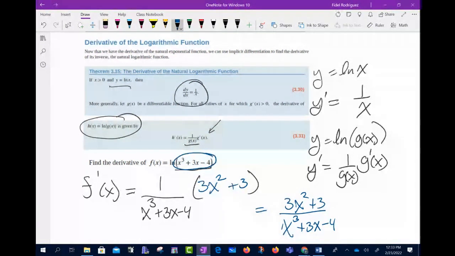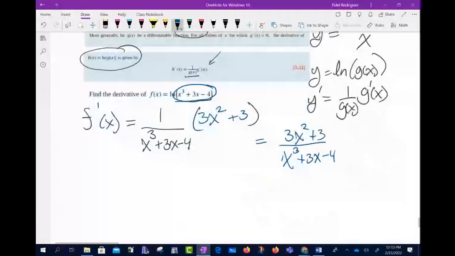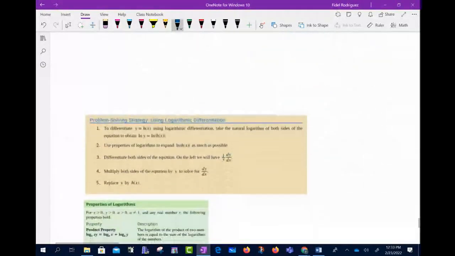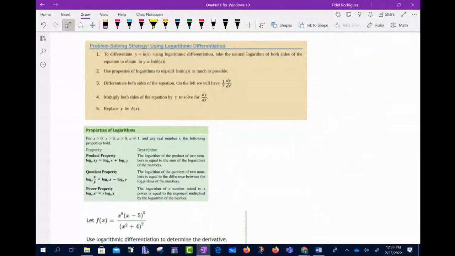Let me continue going on here. What we're going to talk about next, y'all, is something called logarithmic differentiation. If we're taking the derivative of a function using logarithmic differentiation, a couple things we're going to do. We take the natural logarithm on both sides of the equation, okay? Then we use certain properties of logarithms to expand the natural log of usually the right side as much as we can, okay?